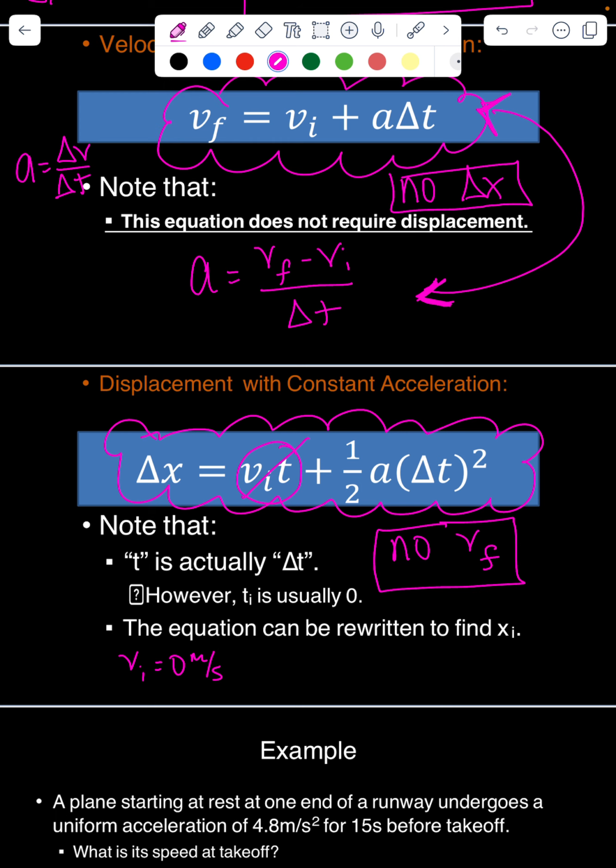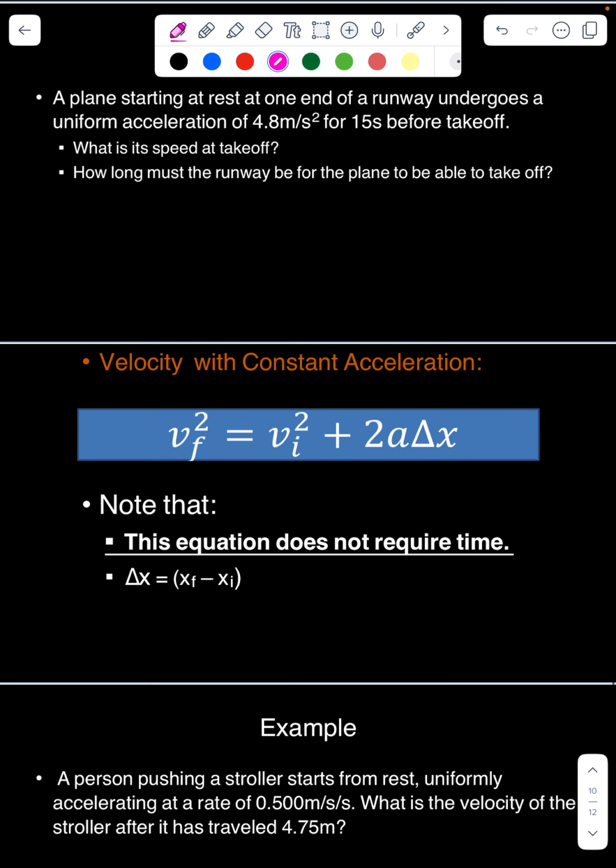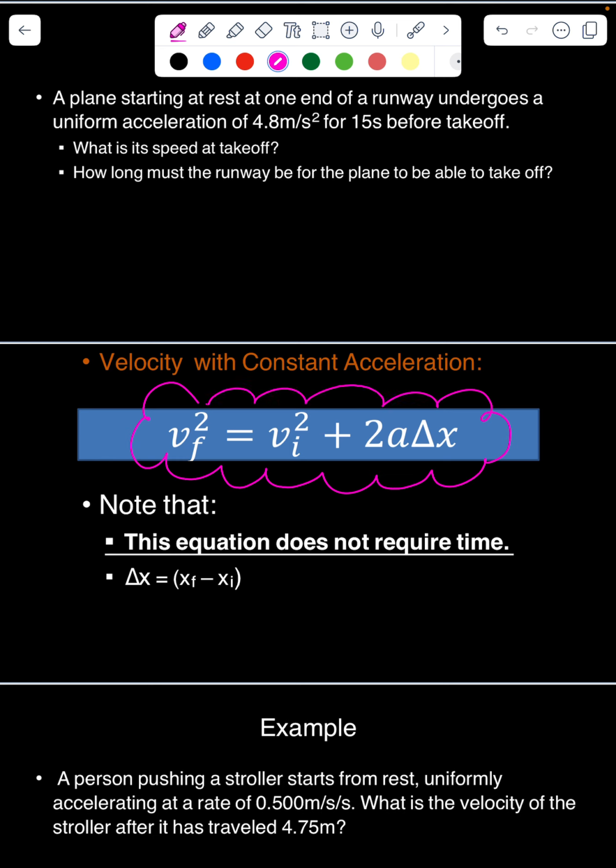All right, before we go to this example, I want to just go over the very last equation. This is the last of our 4. So we have v final squared is equal to v initial squared plus 2 times acceleration times delta x.